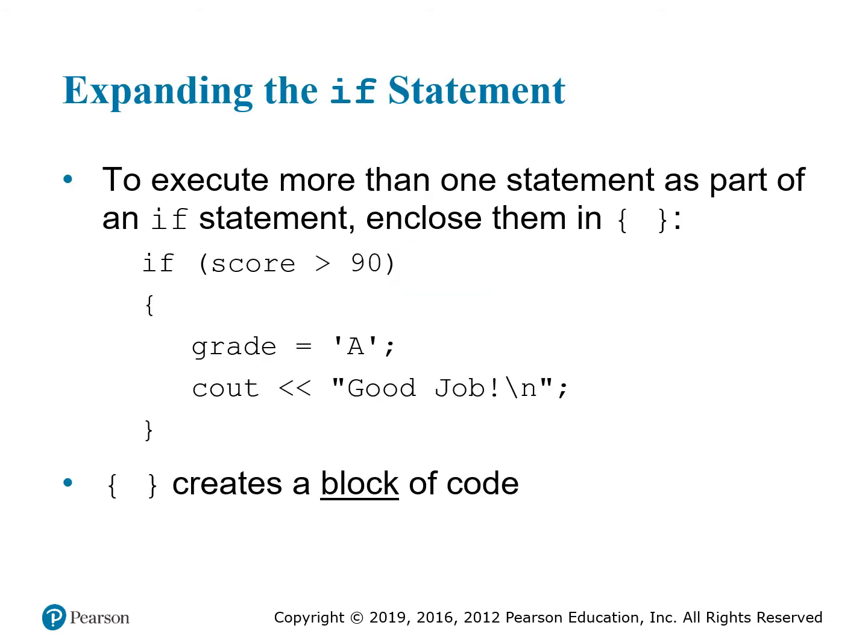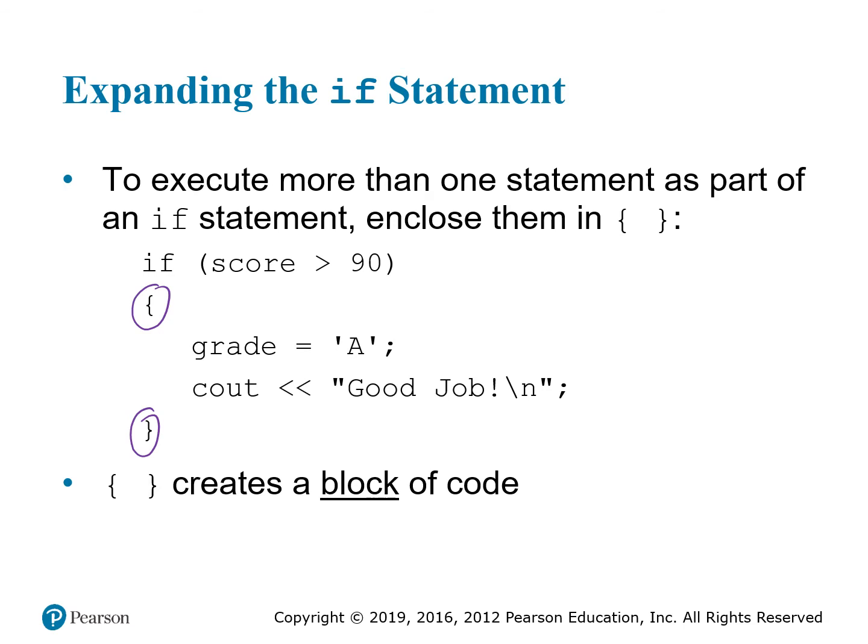Okay. Sometimes you want to do more than one thing at a time. We wouldn't want to say if score greater than 90, grade equals A, and then again say if score greater than 90, cout good job, you made an A. So we can enclose the two things we want to do at the same time in curly brackets, and that links them into, as far as C++ is concerned, being one statement.